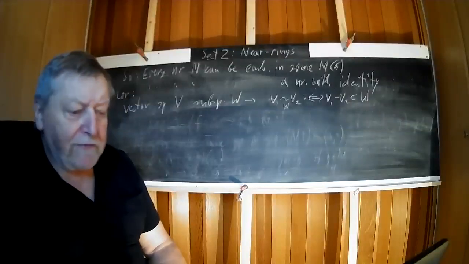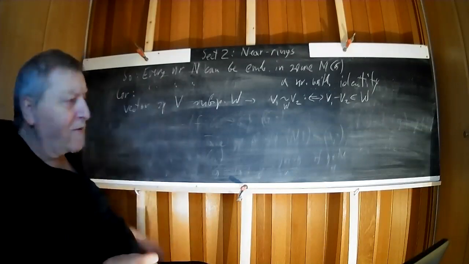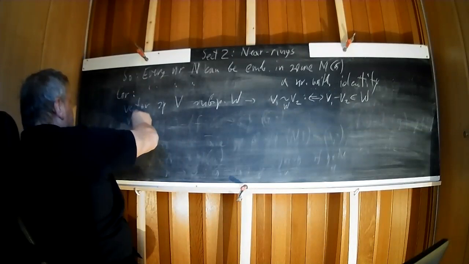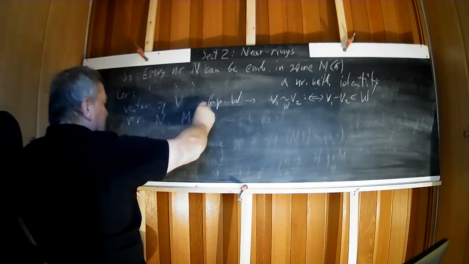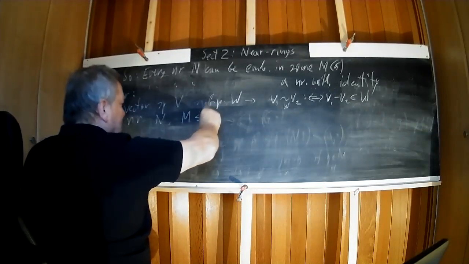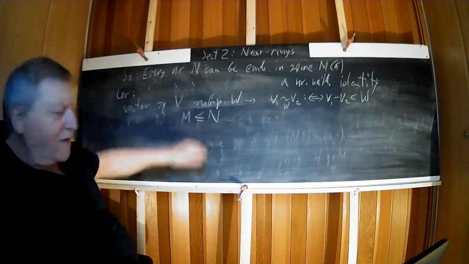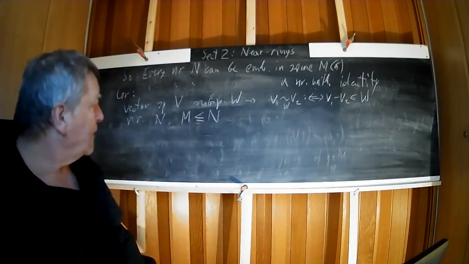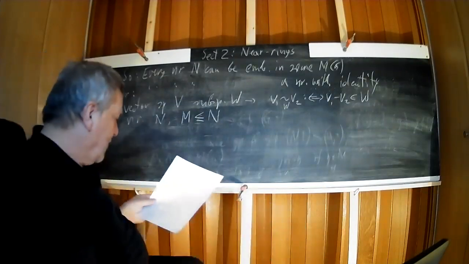Now, if we have a near-ring N, we might have a similar situation. So if you have a near-ring N and some sub-near-ring M, which we denote in this way. So it's not only a subset, this means sub-near-ring.